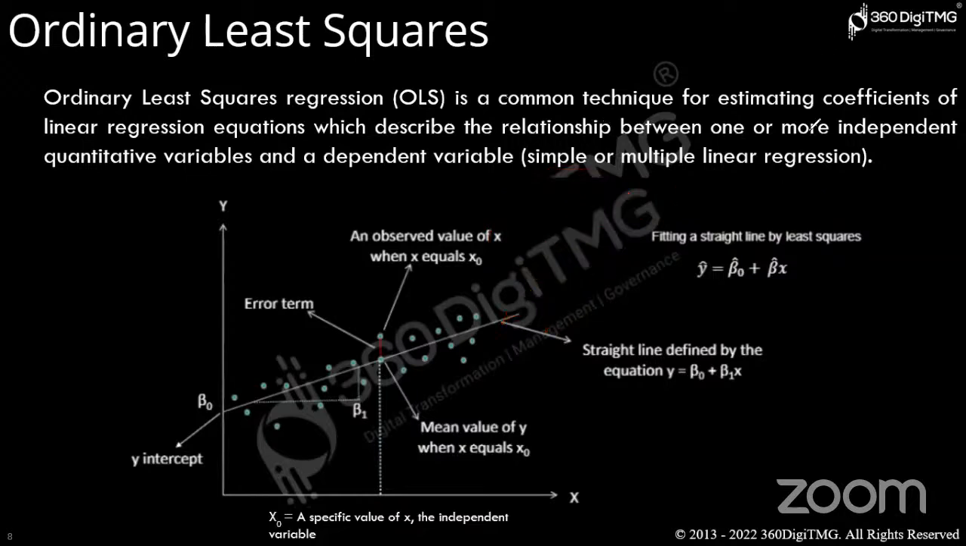It is a common technique for estimating the coefficients of the linear regression equation, which describe the relation between one or more independent quantitative variables. We are not talking about the qualitative ones. It is quantitative dependent variables, simple or multiple linear regression. Here we can use both simple linear regression and multiple linear regression, based simply on the error term. It will figure out which has the least RMS square value, and that only will be considered. So this is ordinary least square error, just to find out the best prediction line, or you can say regression line.